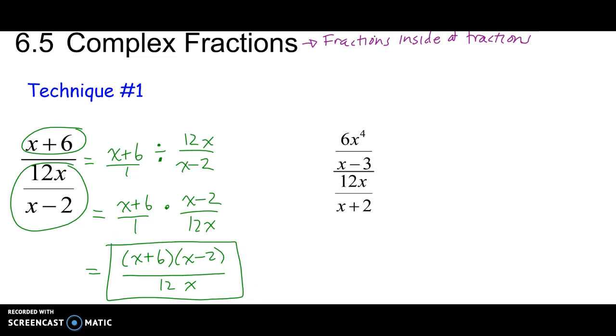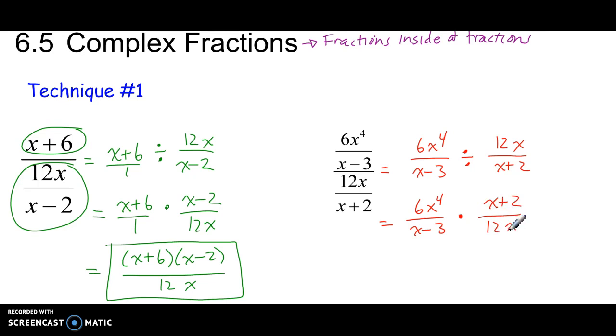The problem on the right is a slight bit more challenging, but same basic idea. Write it as a division symbol rather than a numerator-denominator fraction. So 6x fourth over x minus 3 divided by 12x over x plus 2, and then turn that division into multiplication. Leave the first fraction alone, flip over the second fraction.